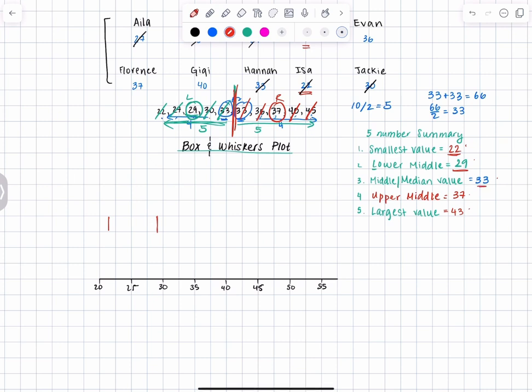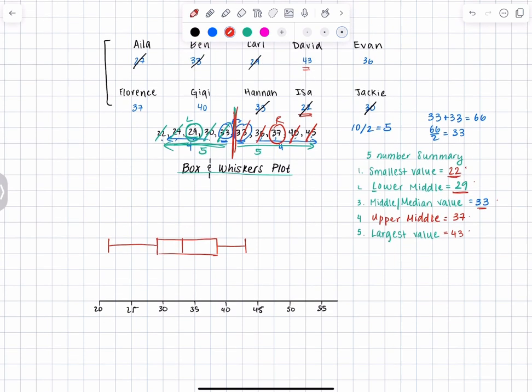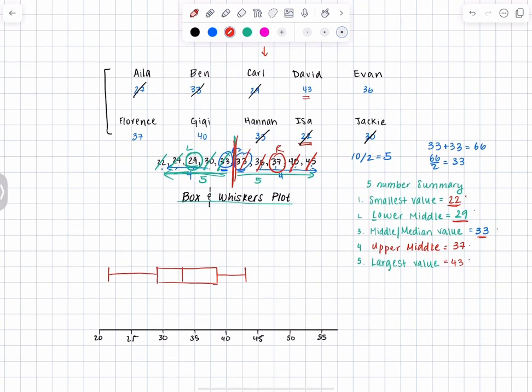And then 33 is around here. And then 37. And then 43. To connect our box plot, we take the middle 3 lines, these 3, and we draw a line connecting all 3 of them. So one line here and one line at the bottom. And then to connect these 2 lines at the end, we just draw a line from the middle to the end, middle to the end. Something like that. So this would be your box and whiskers plot for this set of data right here.